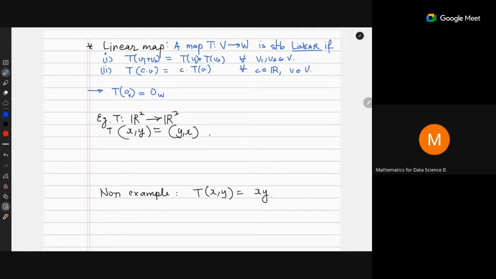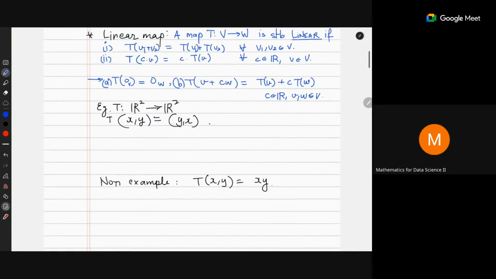All right. Another thing that you can check, which is an equivalent condition. So the second condition that I'm writing is equivalent: T of (aV plus cW) is equal to aT(V) plus cT(W). So this is an equivalent condition if it holds for any a, c in R and V, W in V. All right.